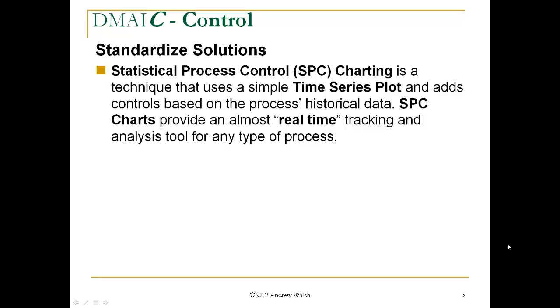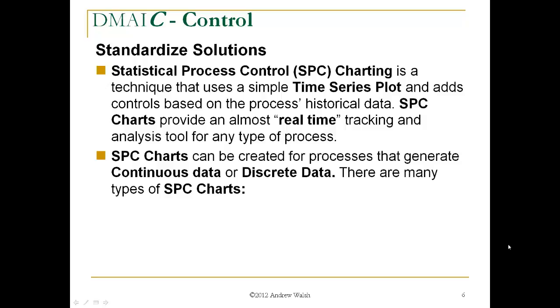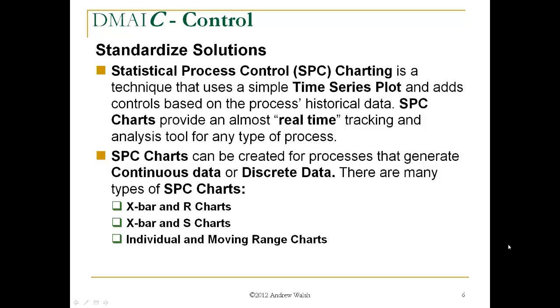Statistical process control charting is a technique that uses a simple time series plot and adds controls based on the process's historical data. SPC charts provide an almost real-time tracking and analysis tool for any type of process. SPC charts can be created for processes that generate continuous data or for discrete data. There are many types of SPC charts. The most common are X-bar and R charts and X-bar and S, for standard deviation, charts. The I-MR, or the individual and moving range chart, U and C charts, and P and NP charts, and some others.